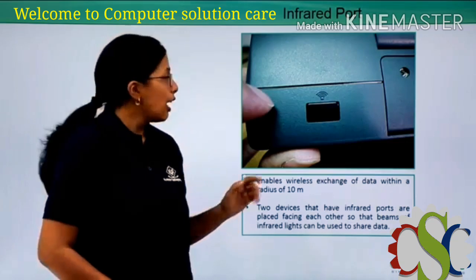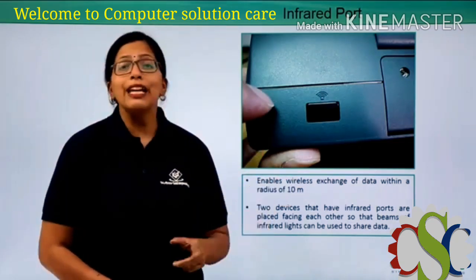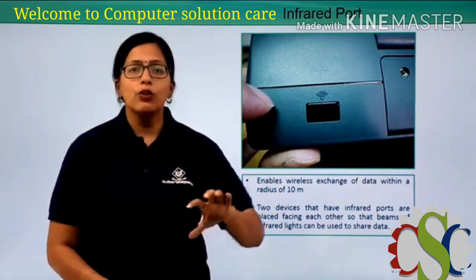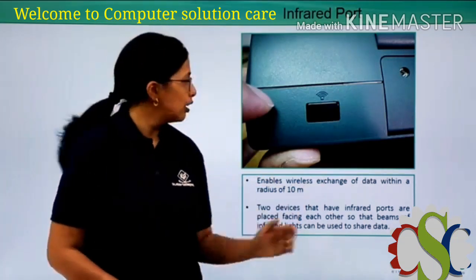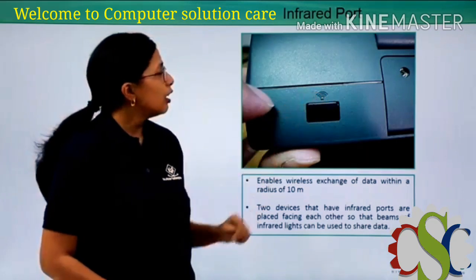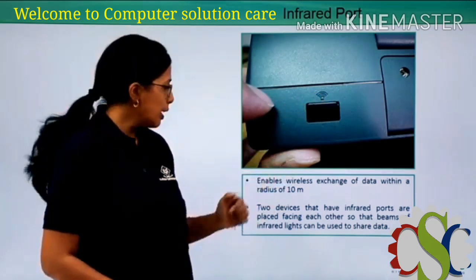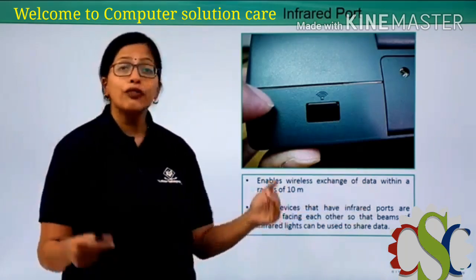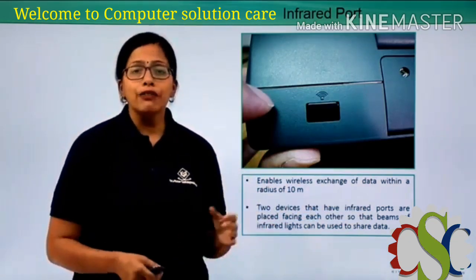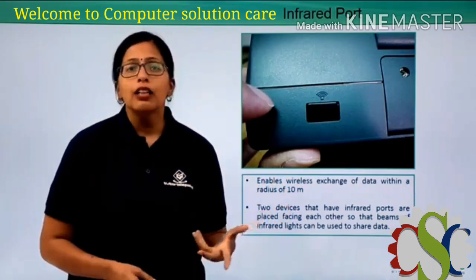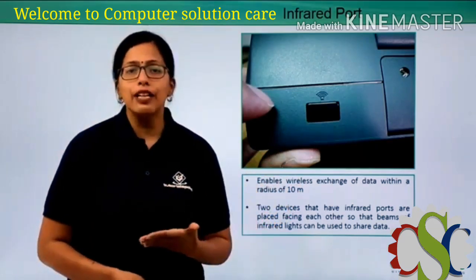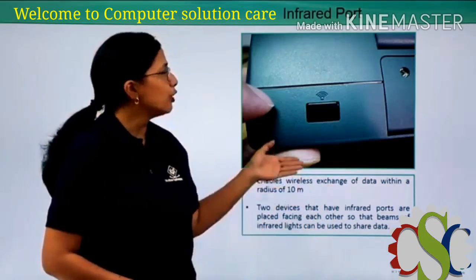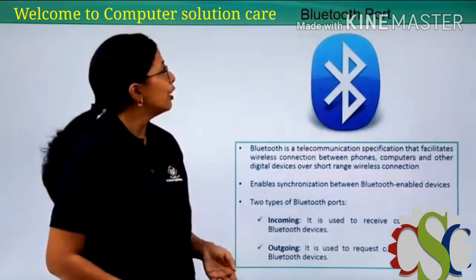Infrared port. Infrared port uses infrared rays to connect with devices over a short range, 10 meters. As you can see here, the icon for wireless connection is shown. Two devices that have infrared ports are placed facing each other, because if the beam being sent is not received by the receiving device, then the data will not be stored or read or deleted. So that is the infrared port for you.